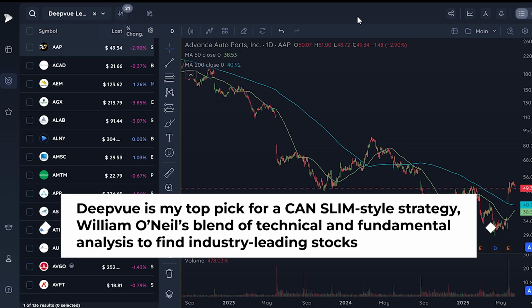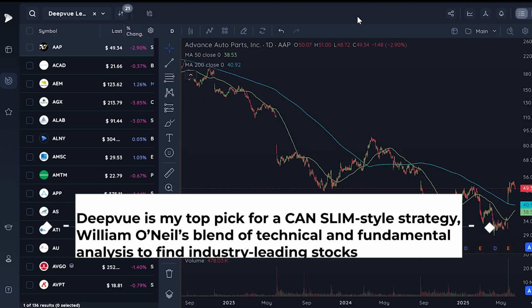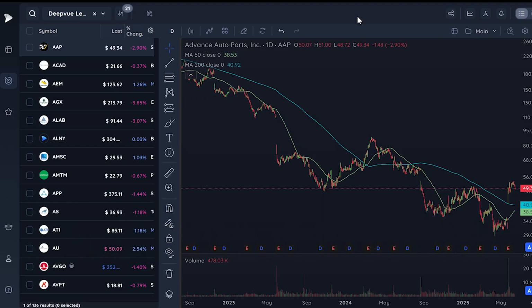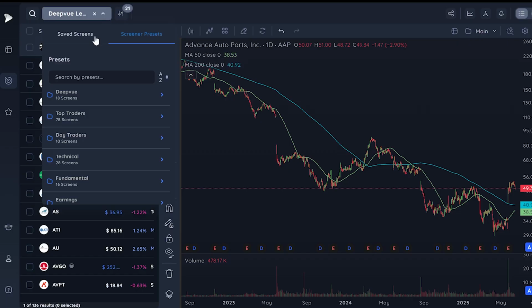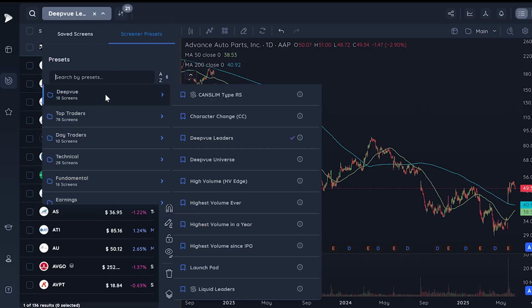It's based on a combination of technical and fundamental analysis, looking for stocks that are leading their industry, as well as seeing earnings growth, as well as technical opportunities to enter. There's a lot that I like about DeepView, but what really sets it apart for me is that it comes with more than 150 built-in screens, and they're really good screens.